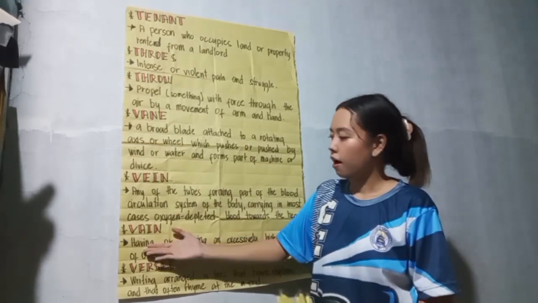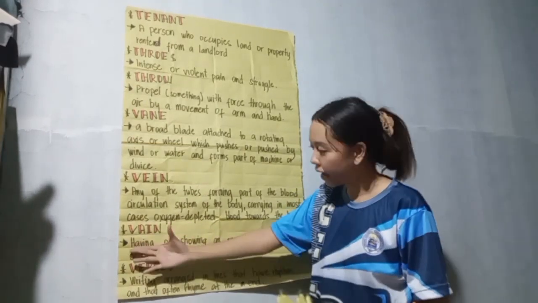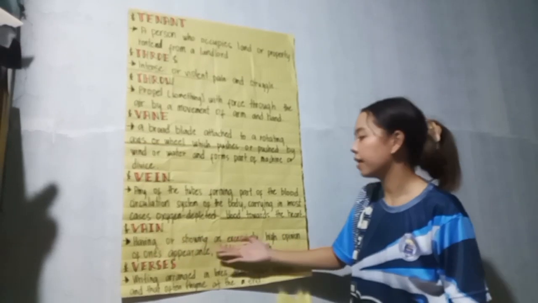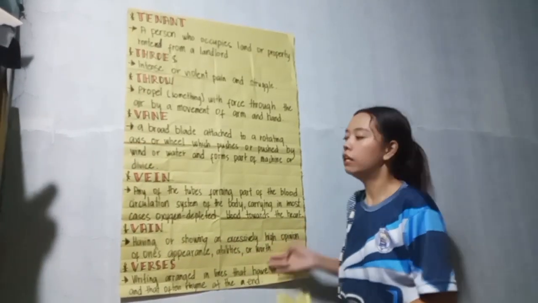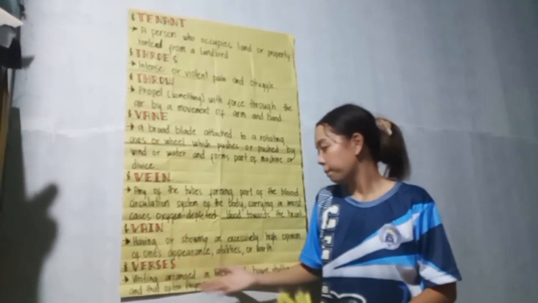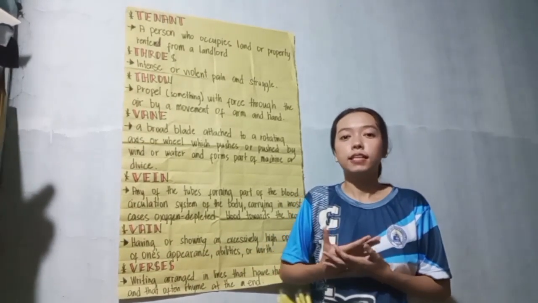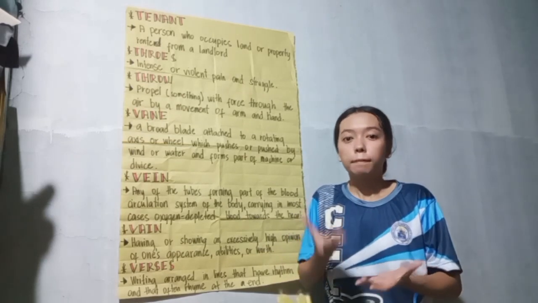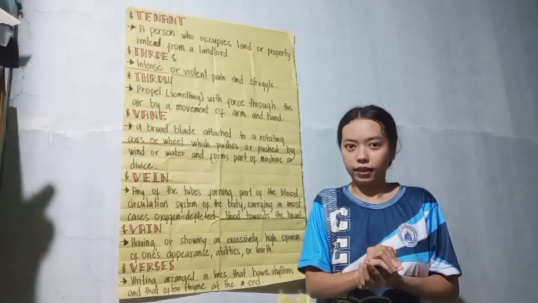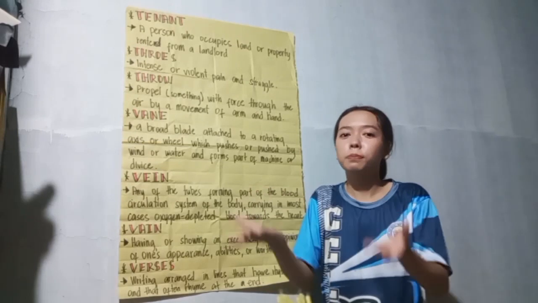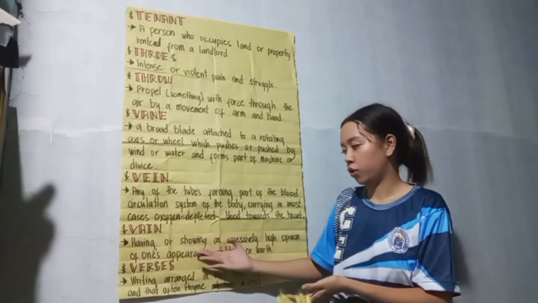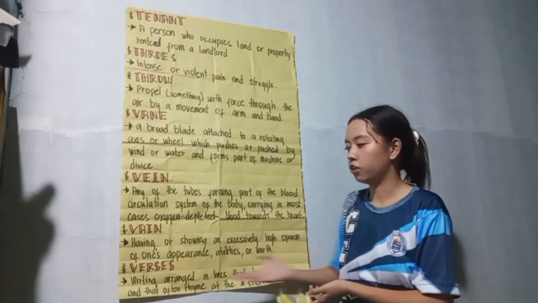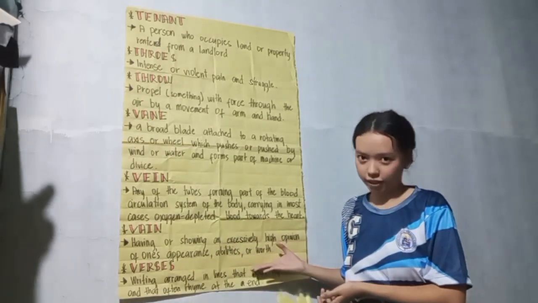Next is vain. Vain is having or showing an excessively high opinion of one's appearance, ability, or worth. So, vain, ito yung nag-show ka ng opinions but in a positive way. Example, oh, she's so pretty. Like, that's what we call vain. Having or showing an excessively high opinion of one's appearance, abilities, or worth.